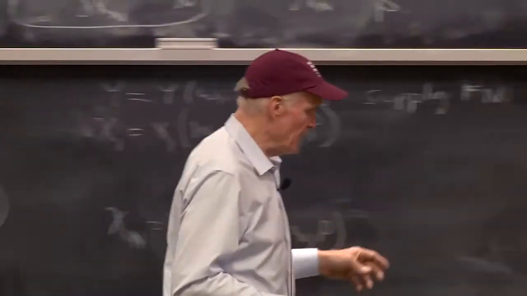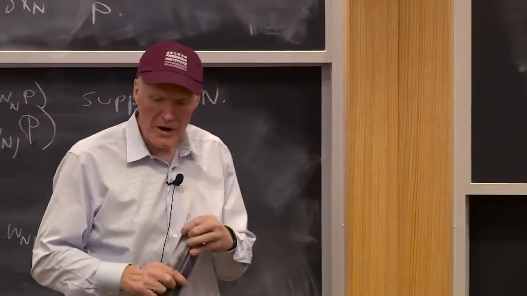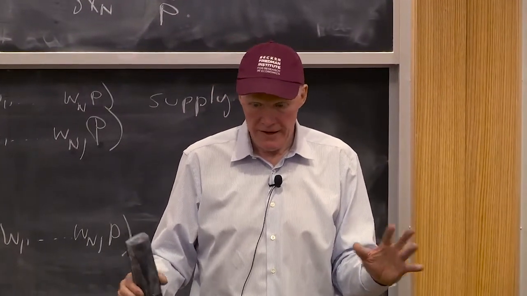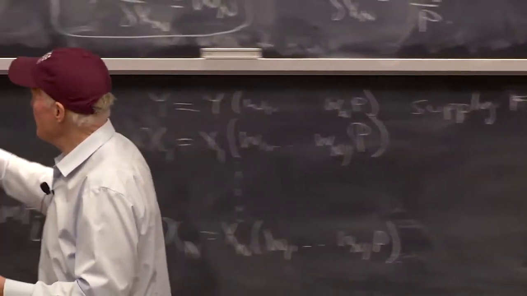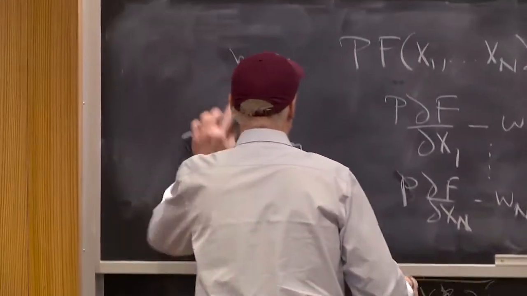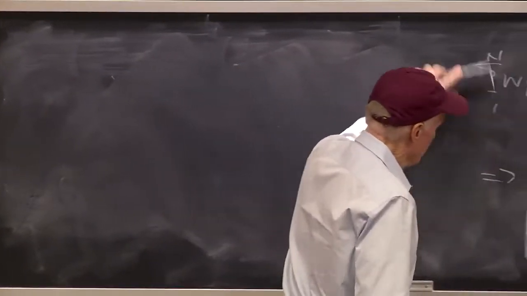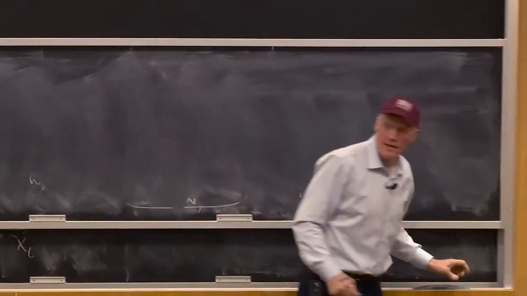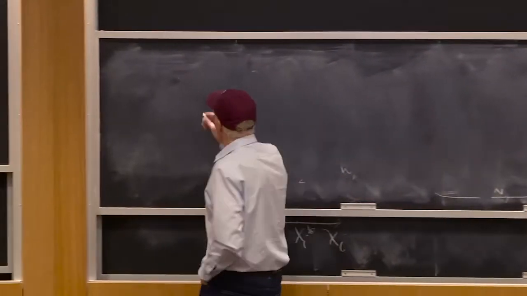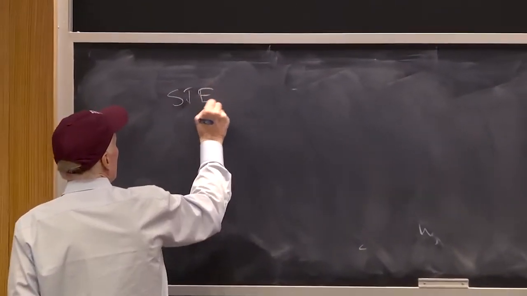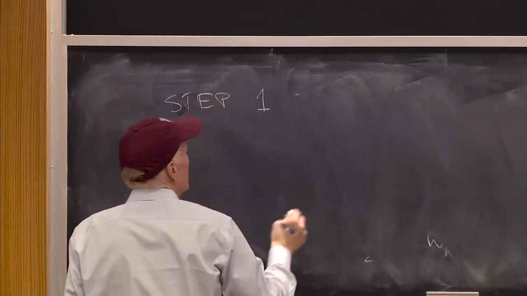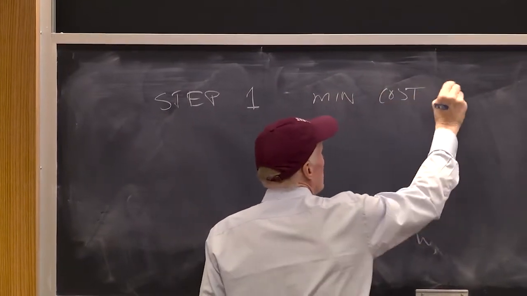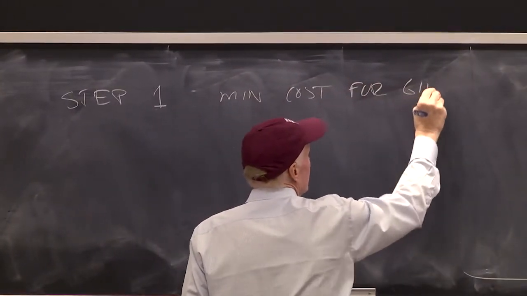So let me talk about the other way to solve this problem. One way to solve this problem is just think straight about inputs. The other is to think about a two-step problem, very similar to how we approach the consumer's problem. Step one, let's minimize cost for a given output.